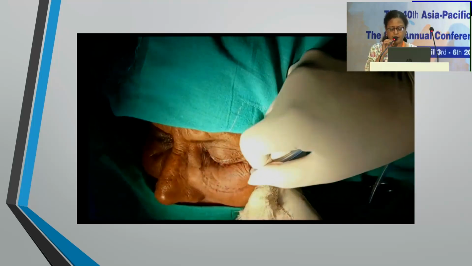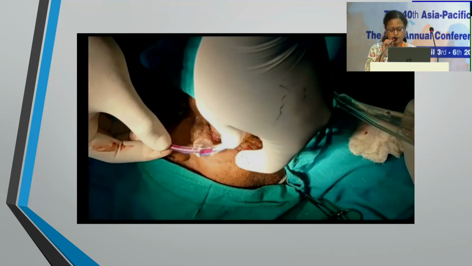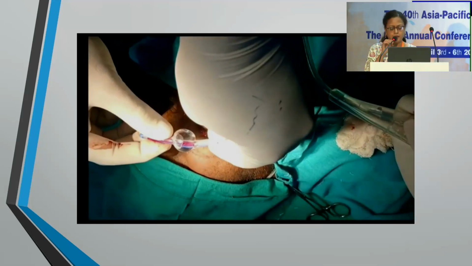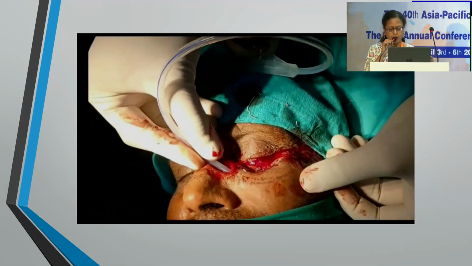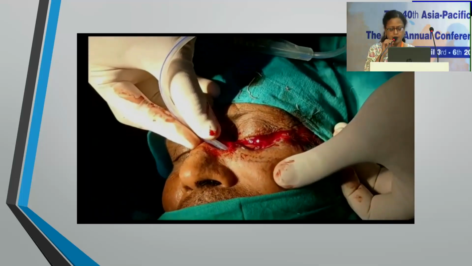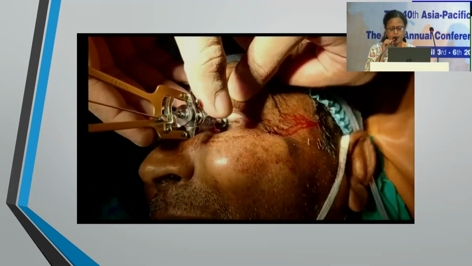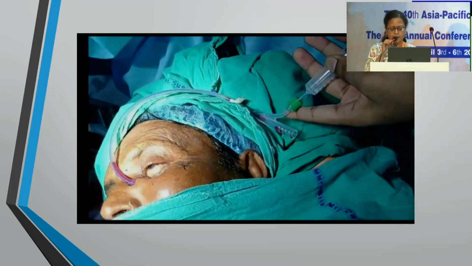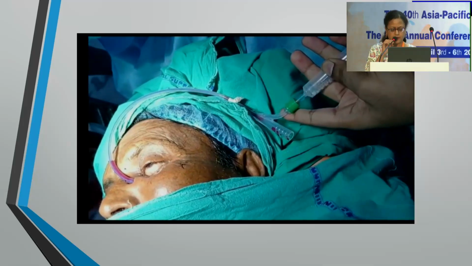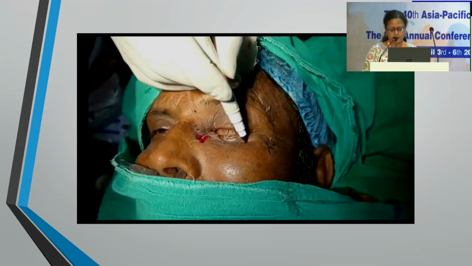The area to be expanded is measured and the Foley's catheter is introduced. This is the inflatable balloon in the Foley's catheter. From 1 centimeter away, the incisions are made for insertion of this catheter. And it's the myocutaneous part of the skin that is inflated and expanded. Ideally, 3 days are kept.